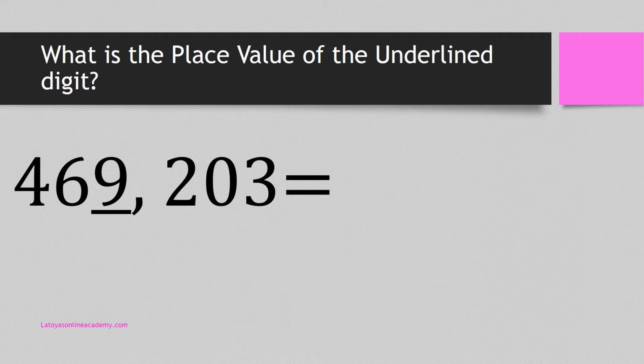What is the place value of the underlying digit? Let's read this number. This number is 469,203. For those of us who are unable to tell the value of the underlying digit by simply looking at it, I recommend that you label the top of your numbers. It's going to make it much easier for you. So as we can see here, the place value of this underlying digit is thousands. Why? Because this digit is in the thousands place.